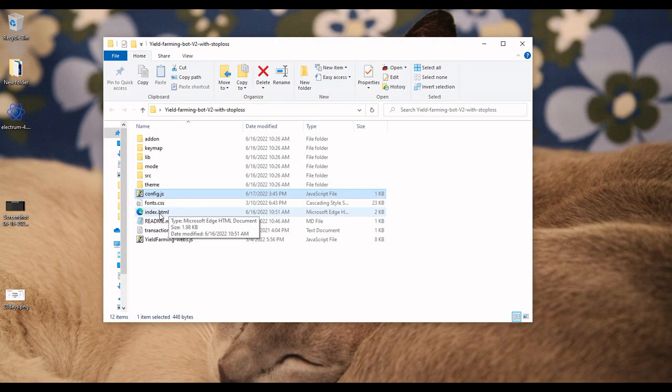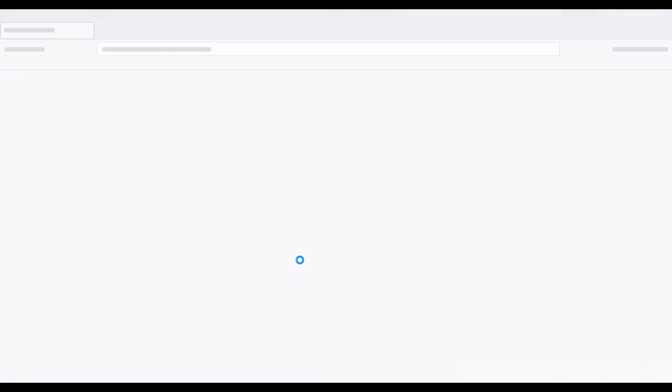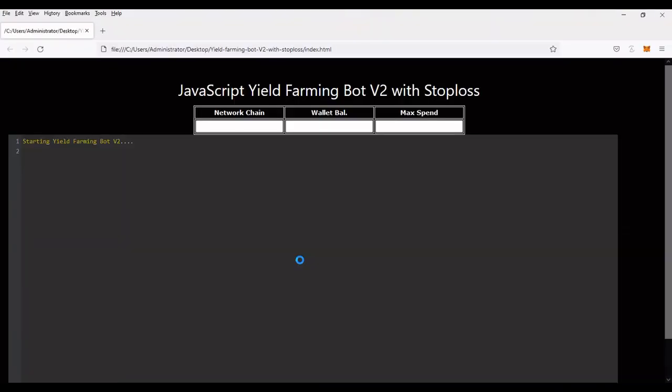And now there's index.html. So what we're going to do, we're going to highlight that. For Windows, I right-click and I go Open With. And I'm going to choose Firefox. That's what I originally tested in. Now you can use any kind of web browser you want. I've only tested on Firefox, so that's what I'm going to use. And it's starting up.